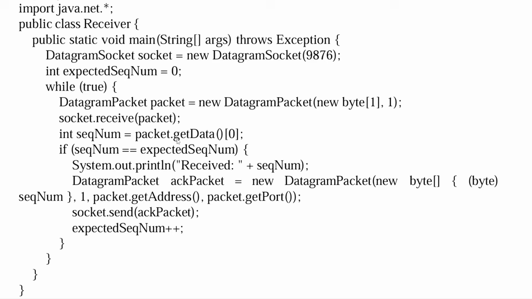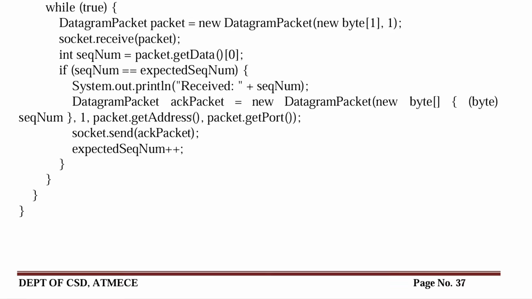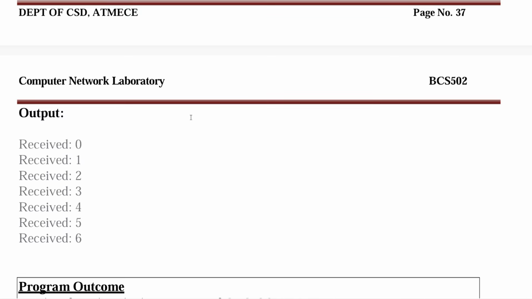The next step is increment expected sequence number. expectedSequenceNumber plus plus. The receiver now expects the next packet. Next is loop repeats. The receiver goes back to the wait state, continuously receiving the packets. Next we have to run the program.